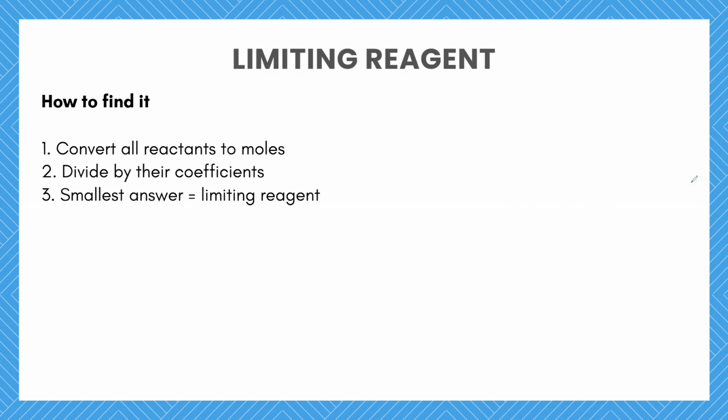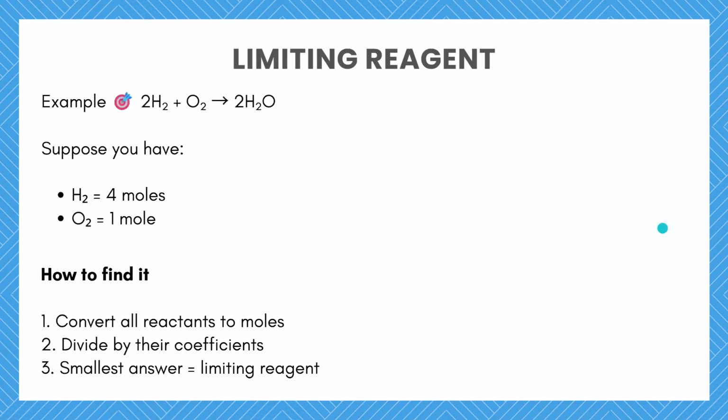So, how do we find the limiting reagents or the limiting reactants in a chemical reaction? It's very easy. The first step would be to convert all the reactants into number of moles, and then you divide through with their coefficients. Whichever one is the smallest, that is the limiting reagent. Okay, enough said already. Let's apply it to a question and see if we can understand a thing or two.